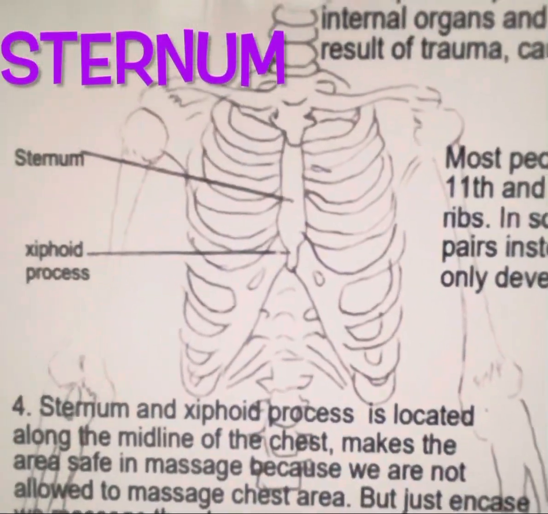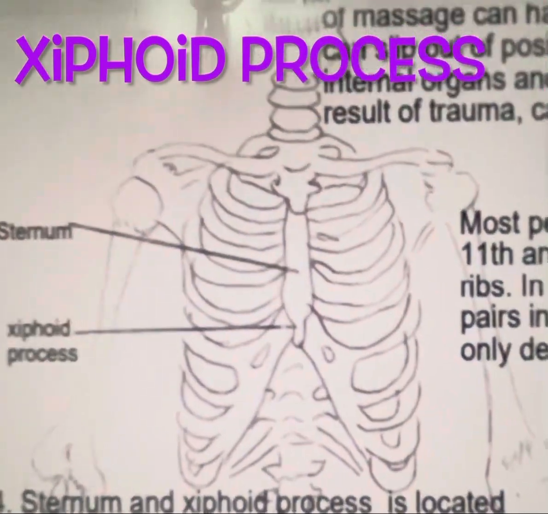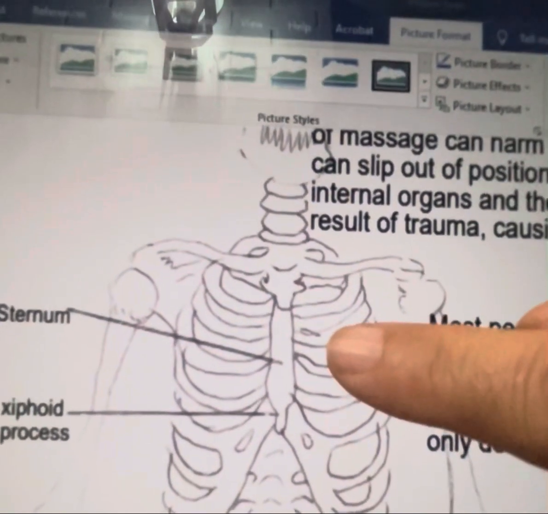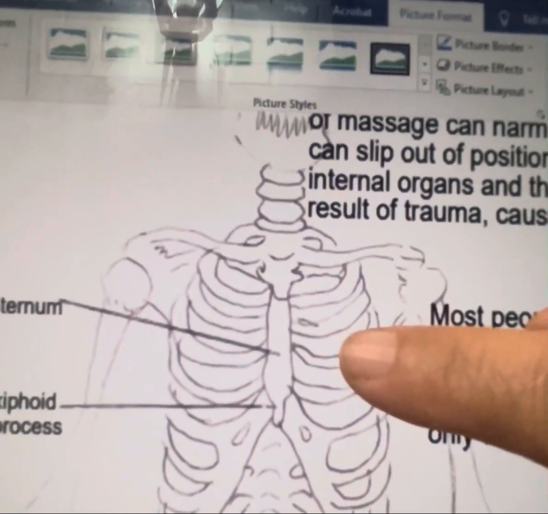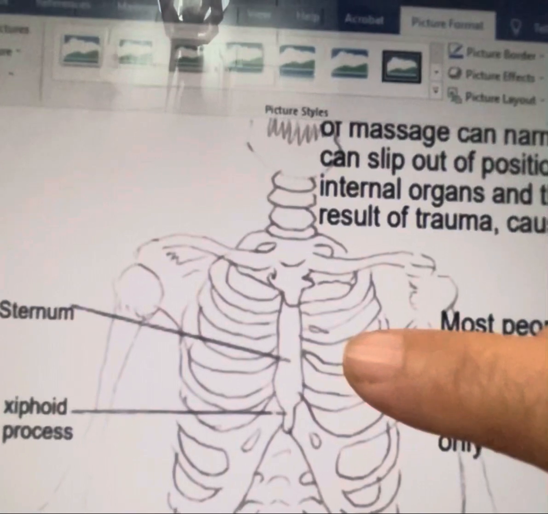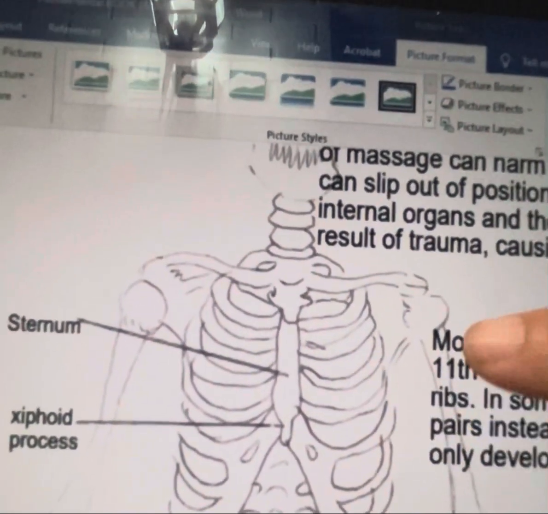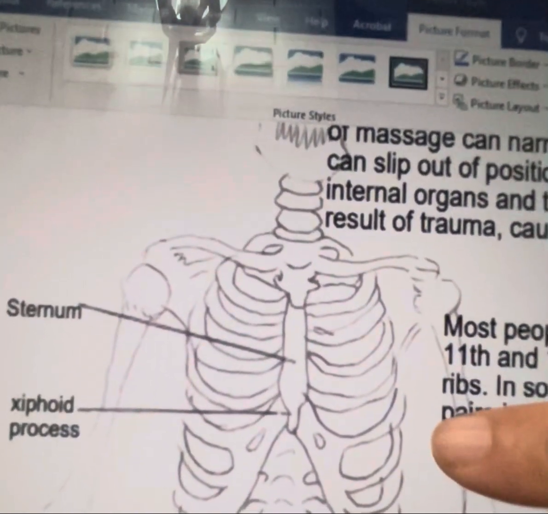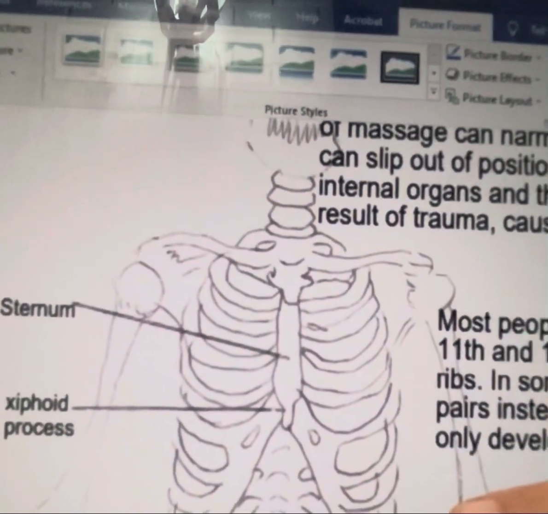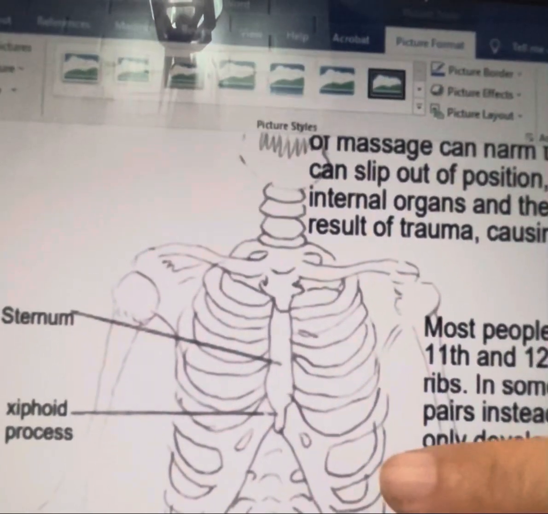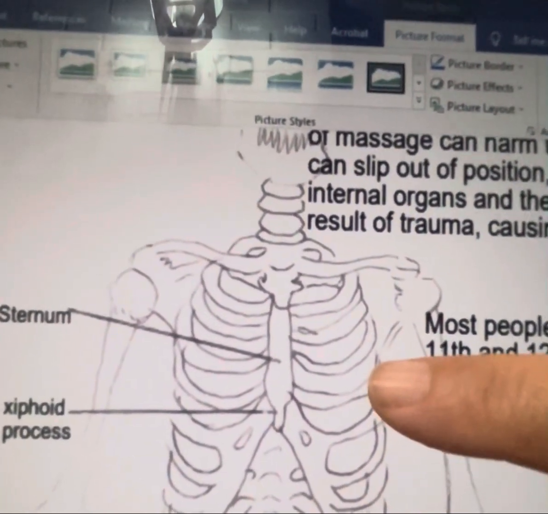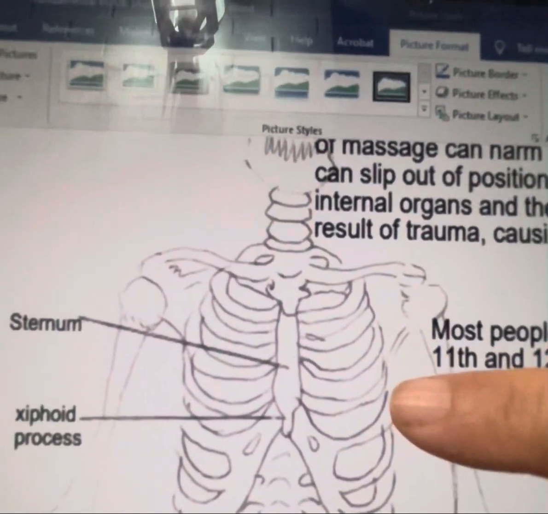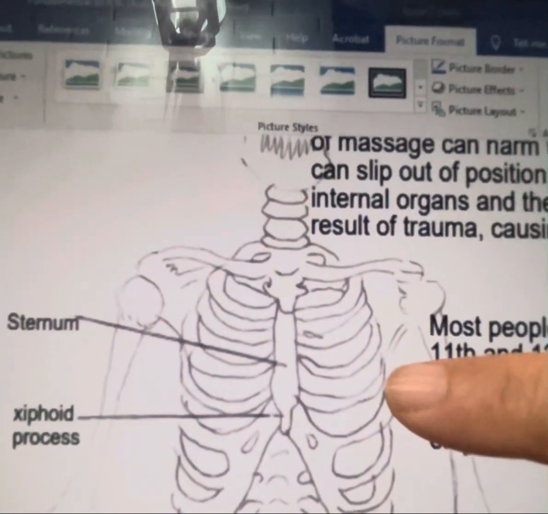The next one is the sternum and the xiphoid process. The sternum and xiphoid process are located along the midline of our chest. This makes the area unsafe in massage because we are not allowed to massage the chest area. But just in case we massage the sternum area, we need to do it with caution and for a few seconds only, while watching the reaction of our client.